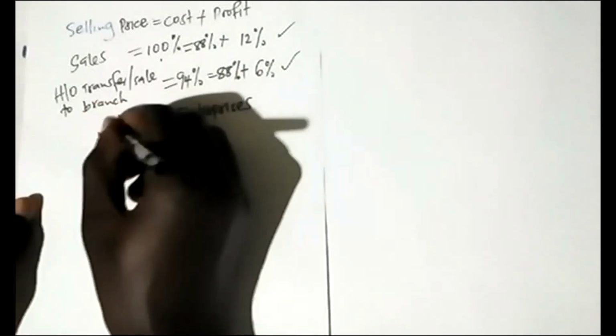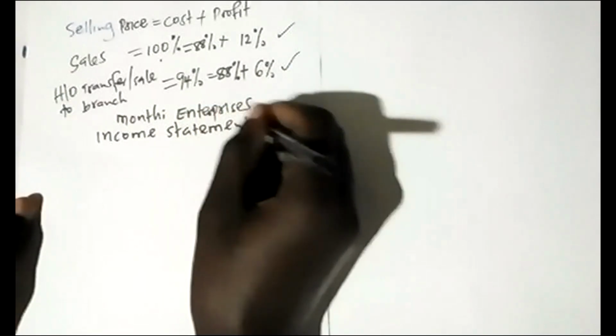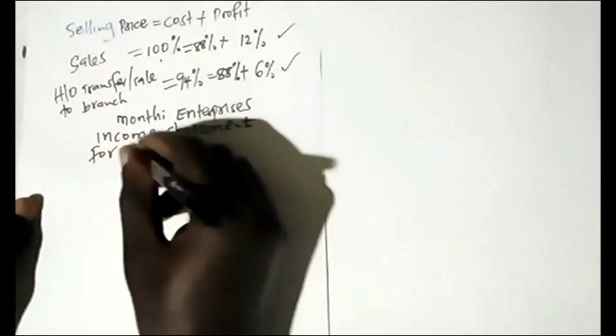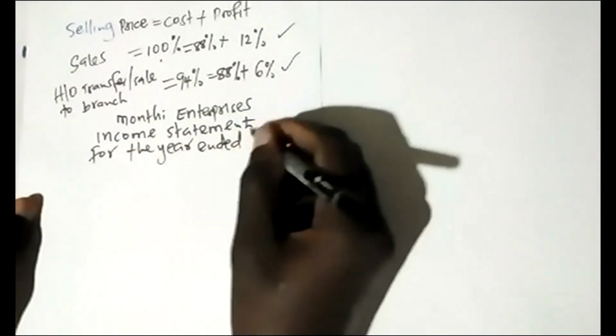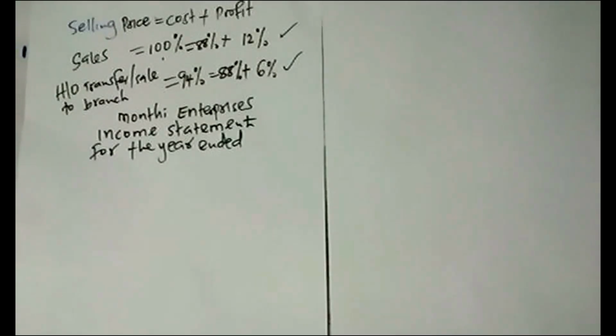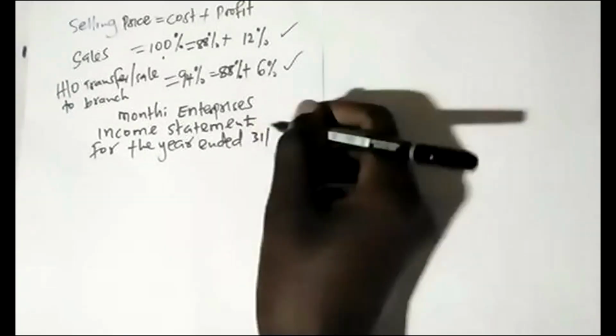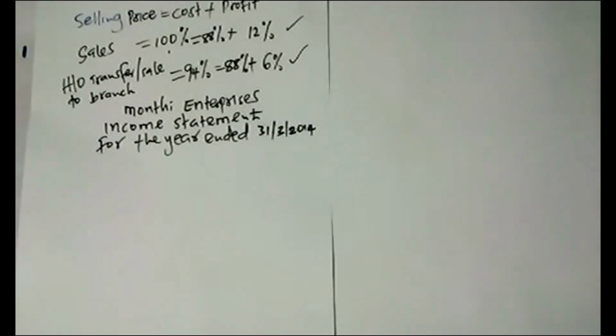So we have an income statement. It's for the year ended, which period? It was ending on, I think, March, December. So let me check in my past paper. So it was 31st March 2014.